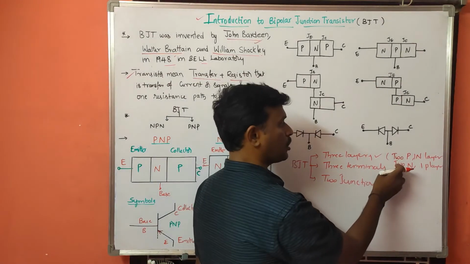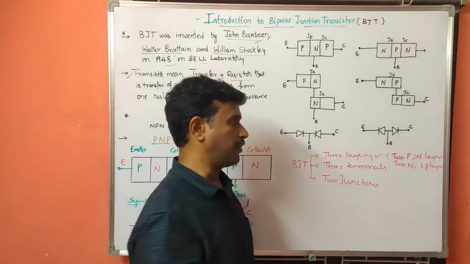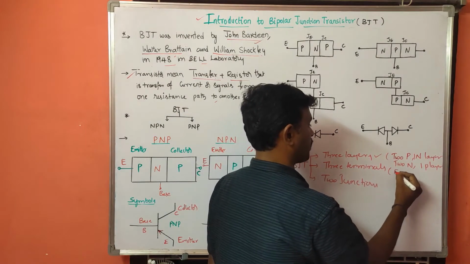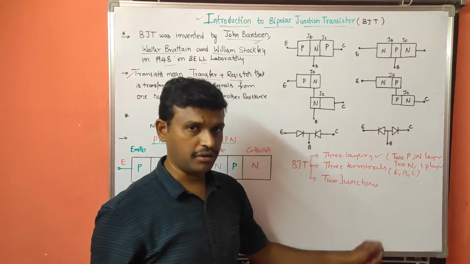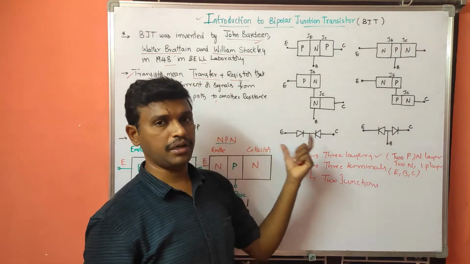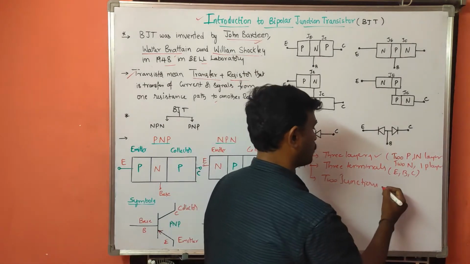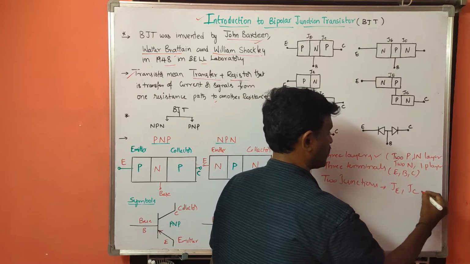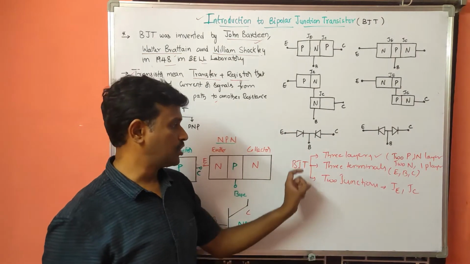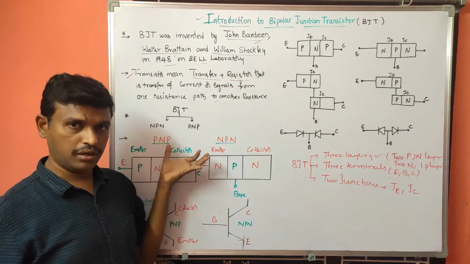So that is about the three layers we have. And next, three terminals. Those are emitter, base and collector. We can represent them in short form, and I will explain what is emitter, what is base and what is collector and all those things. And we have the two junctions, that is emitter junction and collector junction. Okay, so this is briefly about the BJT and what we are going to study here.